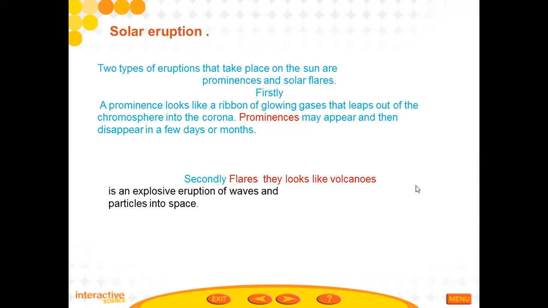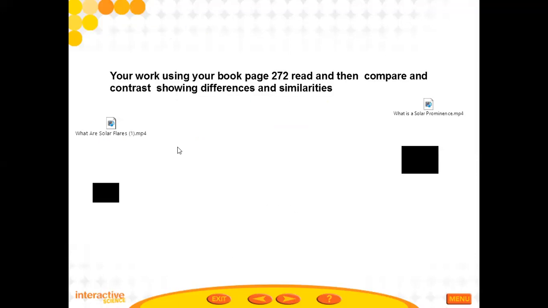Secondly, flares. Flares are very bright and shiny areas. We give them a nickname like volcano, like a volcano on Earth. What is a flare? A flare is an explosive eruption of waves and particles into space. It lasts for minutes or hours. To understand, you will see this video about some flares.